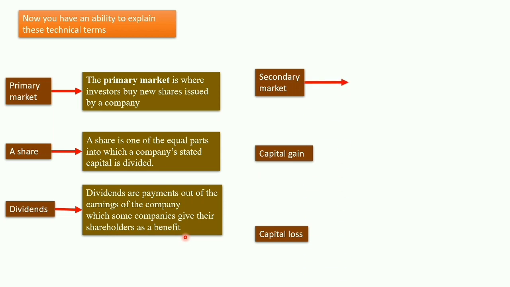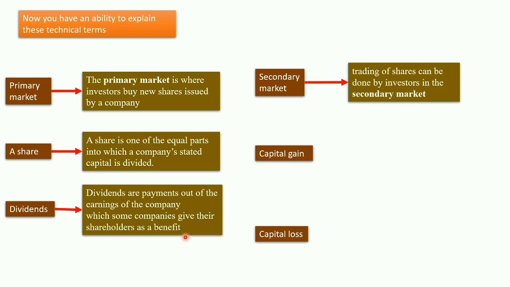The secondary market. In this case Manha is a shareholder. Now she can sell her share to another one. That is called the secondary market. When she sells her share in the secondary market, there will be two different outcomes. She can earn a gain or she can have a loss. That is called capital gain or capital loss.